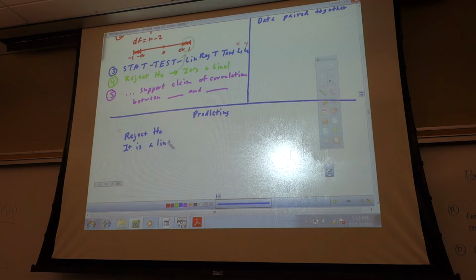So then what would be used to predict? Y equals A plus BX. And again, we get all those values from our linear regression t-test.